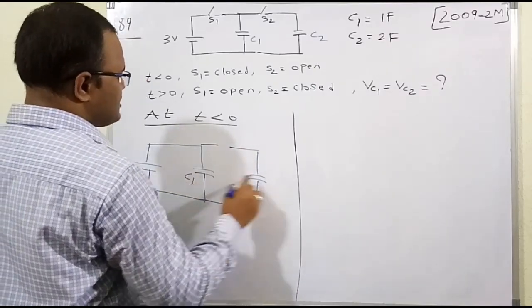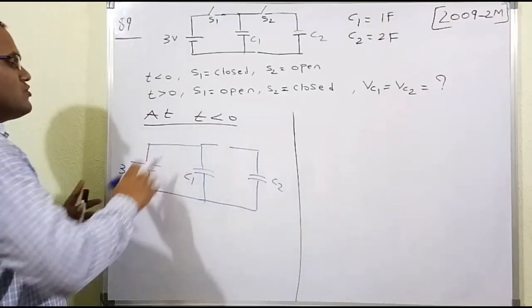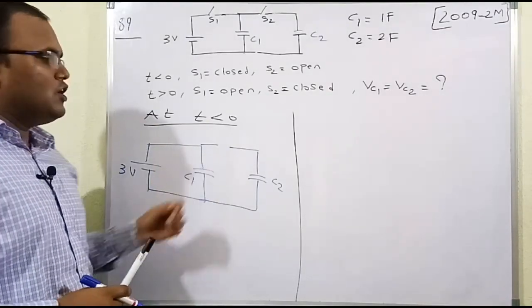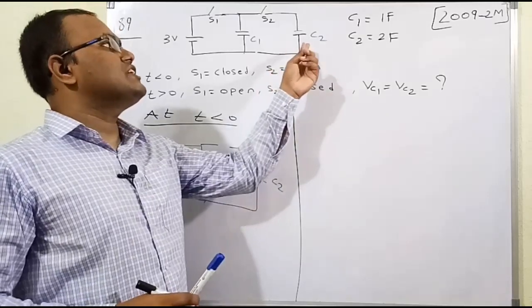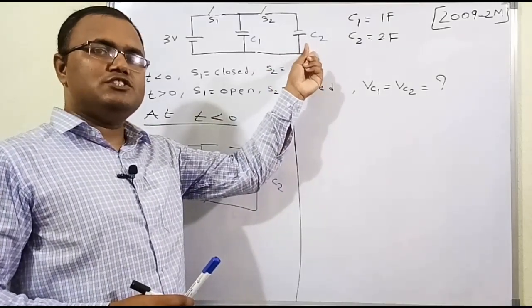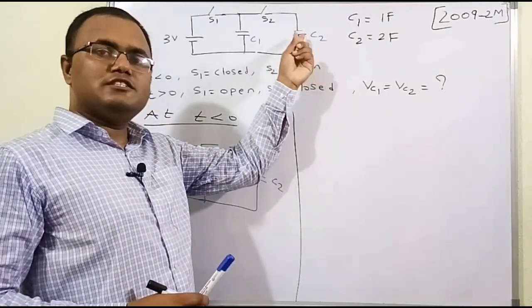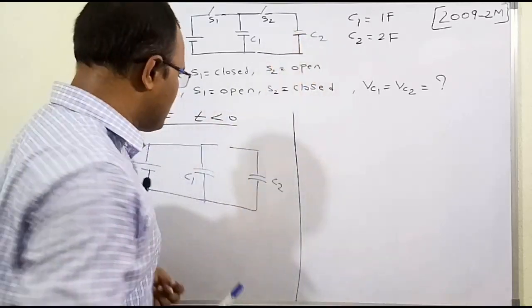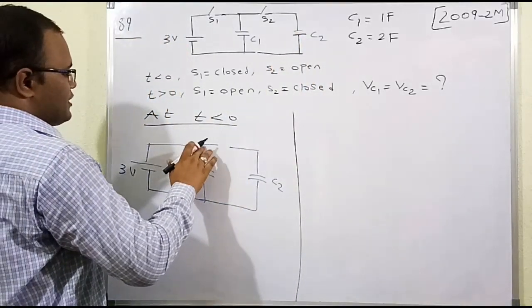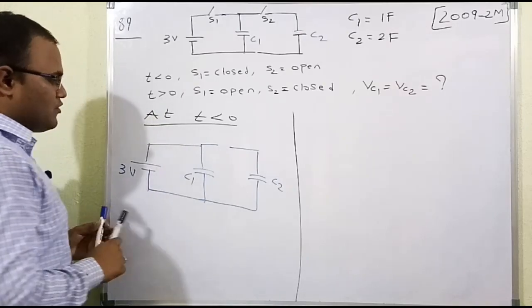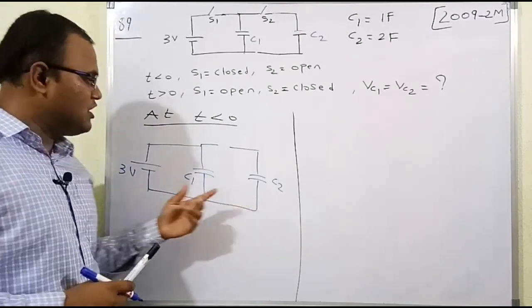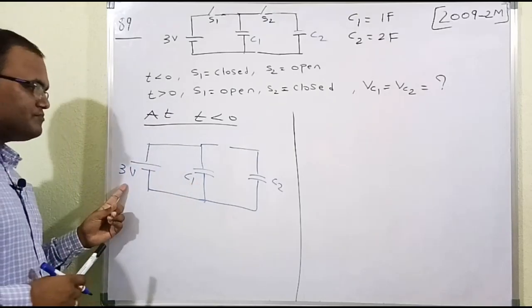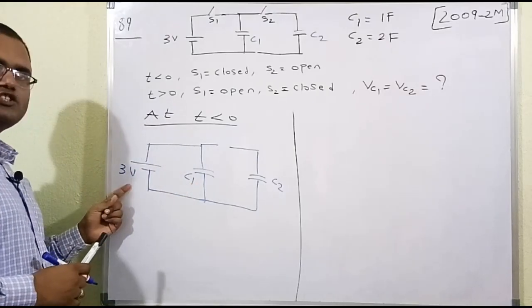See carefully here, C1 and C2. I have closed S1 and opened S2. They have also given in the question that the initial charge in the capacitor C2 is 0, meaning C2 is uncharged. Now we need to find something very useful. At t less than 0, C2 is uncharged, so C1 is only connected to the 3 volt ideal voltage source.